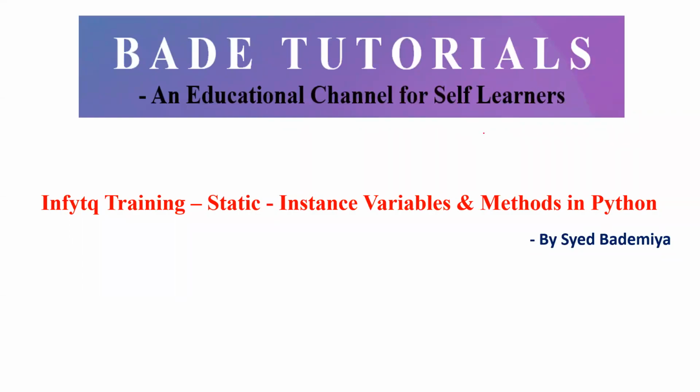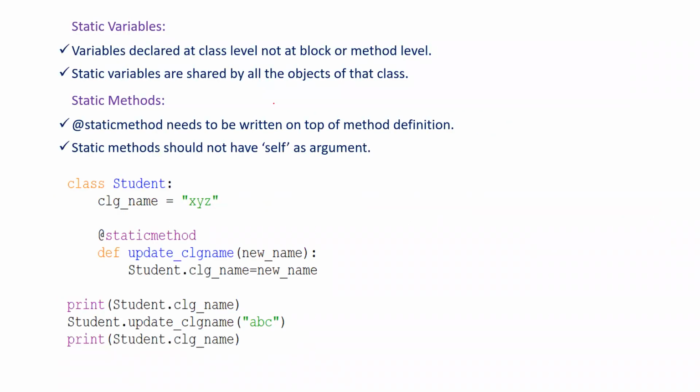Today we are going to see static variables and methods, instance variables and methods in Python. Let's see the static variables first. These variables are declared at class level and static variables are shared by all the objects, which means if the static variable content is modified by one object, then it will be reflected in all the objects.